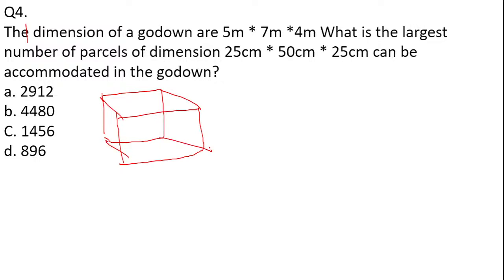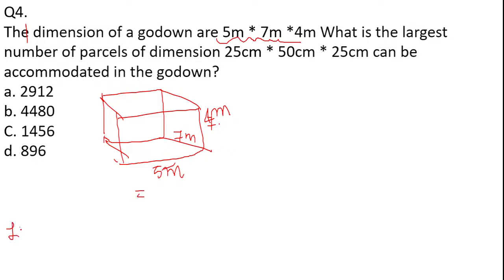This is a godown. The dimensions of the godown are mentioned, that is 5 meter, 7 meter, 7 meter and 4 meter. Yes. So whatever the dimensions they have mentioned here are in meter for the godown. Okay. So what we can do is we'll convert this into centimeter.